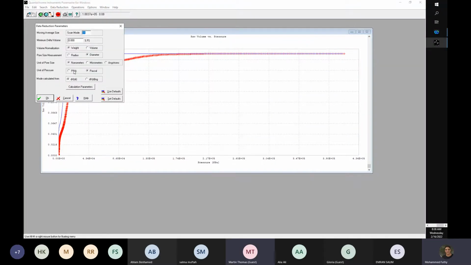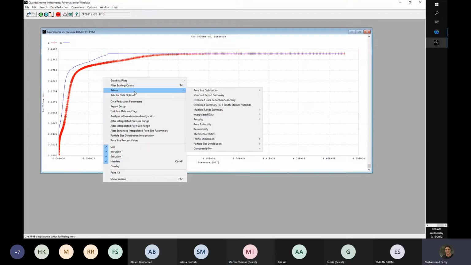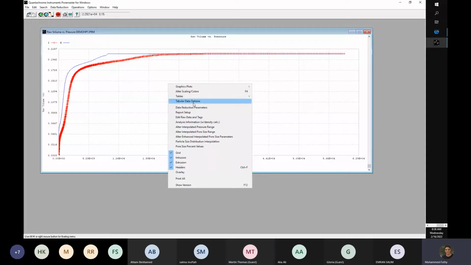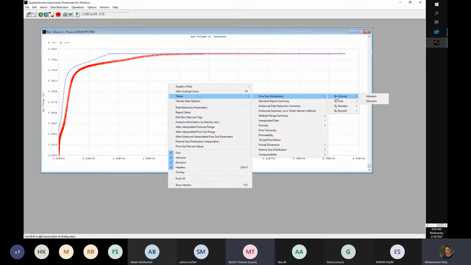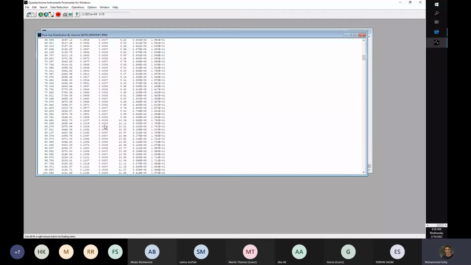Now we're looking at PSI or kilopascals. This is the raw volume. So this is basically the raw data. I can see a table of that. Oh, that's the extrusion data. Tables by volume. So we can see the data here in tabular format if you like to look at numbers.